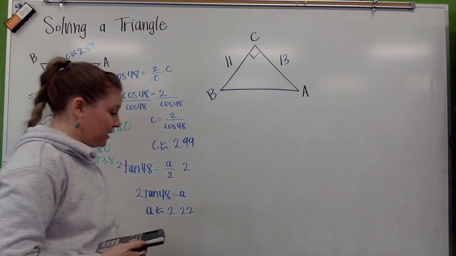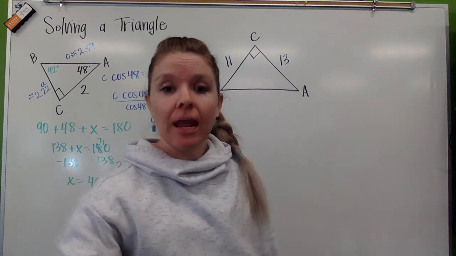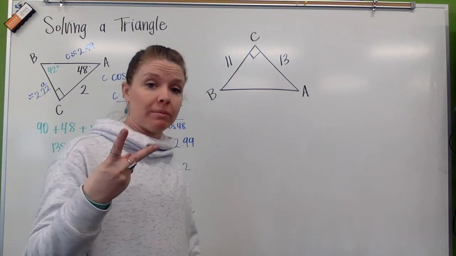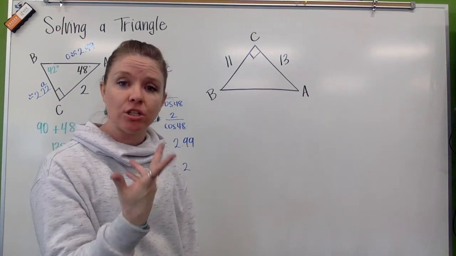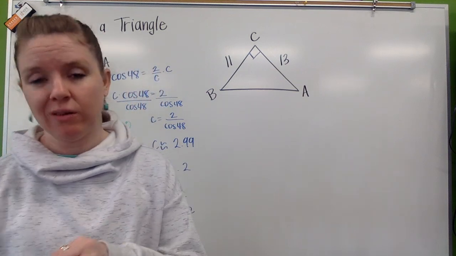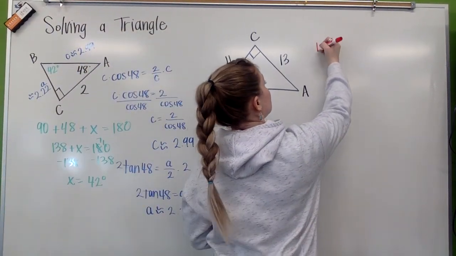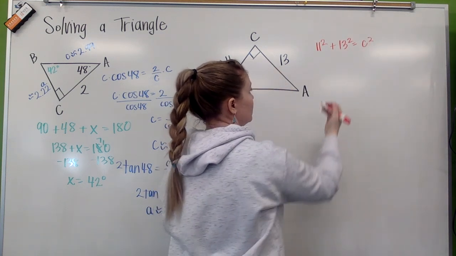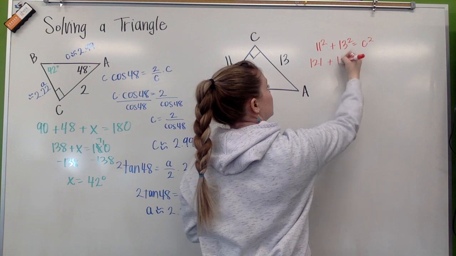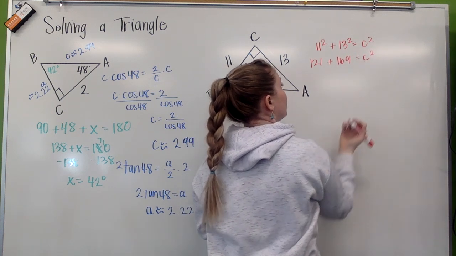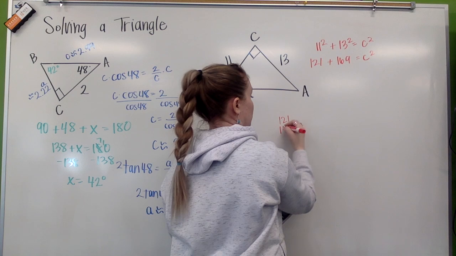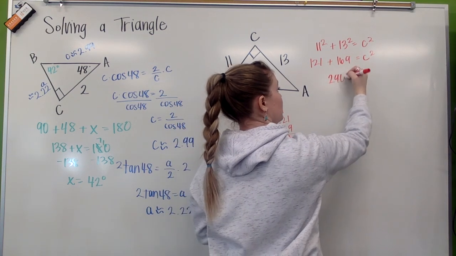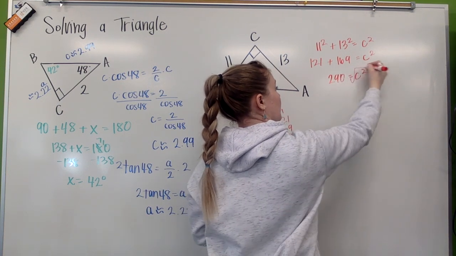My second example over here starts out a little bit differently. I know two sides, so I need to find the third, and then I have to find the two missing angles. Because this is a right triangle and we have two sides, we can go ahead and use the Pythagorean Theorem, right? We know how to do that. So this would be 11 squared plus 13 squared equals hypotenuse squared. So that's 121 plus 169 equals c squared. That's 290 equals c squared, and we square root that.